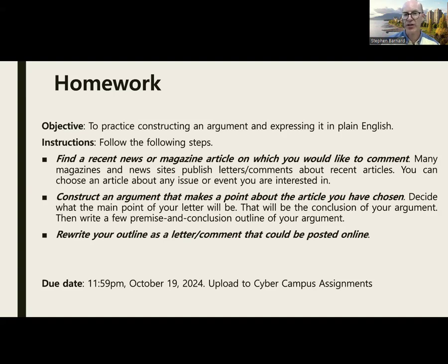So decide what the point of your letter will be and whether you'll start with your conclusion or your premises, and then rewrite your outline as a letter or a comment that could be posted online. So I'm going to give you until 11:59 p.m. October 19th to upload it to Cyber Campus Assignments.